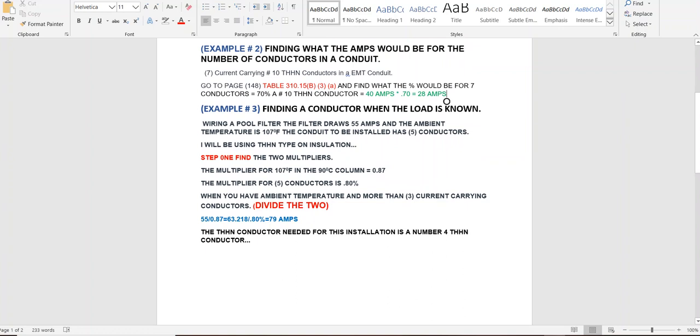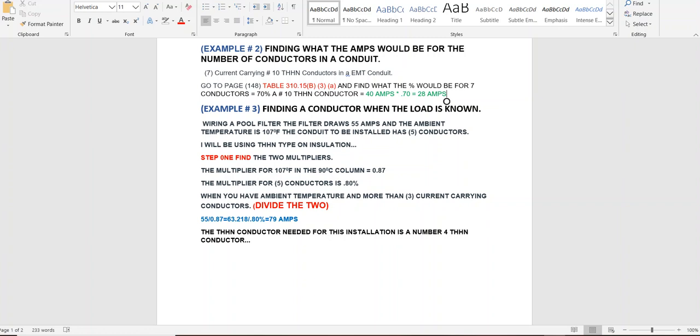So step 1 is to find the 2 multipliers. All right, I need to find the multiplier for 107 degrees Fahrenheit in the 90 degree column because it's THHN. It's 0.87. And for the number of conductors, 5, it comes out to 80%. So when you have both, I mean the temperature and the number of conductors in a conduit, I want you to divide instead of multiply this time. This is the easiest way to find your conductor.